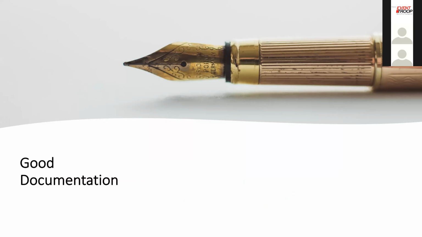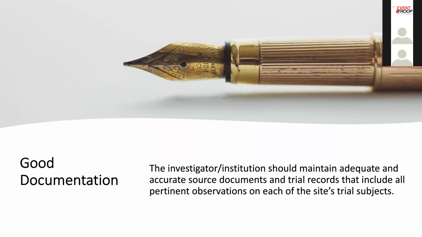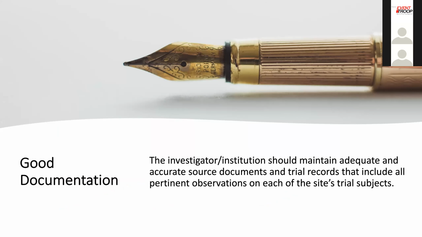So, I said documented. What do we mean by documentation? ICH states the investigator or the institution should maintain adequate and accurate source documents and trial records that include all pertinent observations on each of the site's trial subjects. So every observation that is done according to the protocol has to be documented in the subject's source documents, and it has to be accurate.